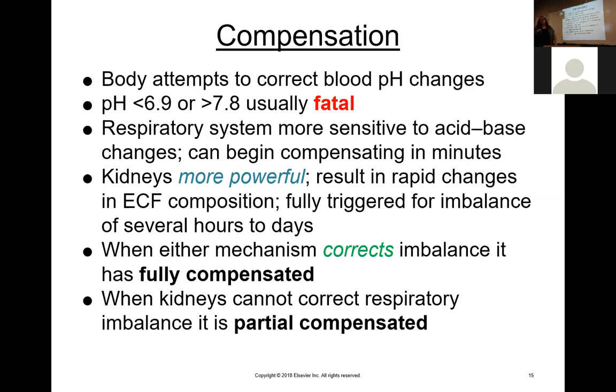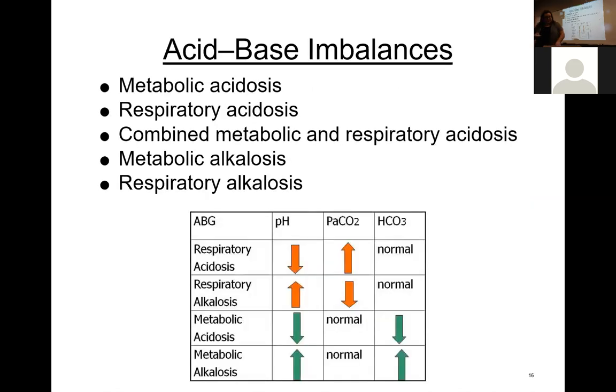And we talked about fully compensated and partially compensated when we did our ABG interpretation. These are just those terms that we've been talking about: metabolic acidosis, respiratory acidosis, metabolic alkalosis, respiratory alkalosis. And this is just a little chart of what's going on in the body. When we're in respiratory acidosis, our pH is low, our CO2 is high, and our bicarb could be normal. It's just a general summary chart.